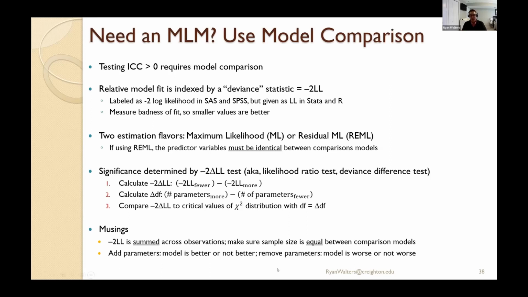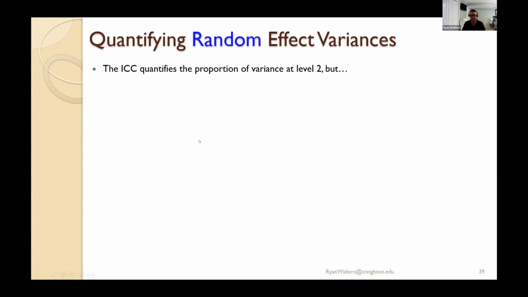The other thing is, when you're adding parameters, -2 log likelihood has to come down. And so your model can either fit statistically better or not better. If you remove parameters, -2 log likelihood goes up, which means it can either fit statistically worse or not worse. We're going to do a lot of the model comparisons as needed going through here.